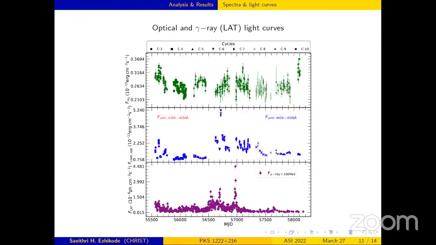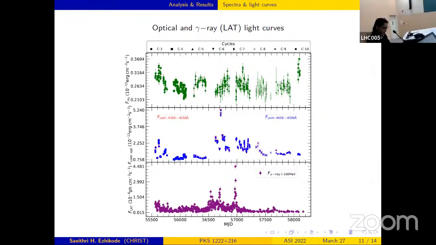Okay. Yeah, so here, after this optical analysis, we collected the gamma ray data and we analyzed the light curves of optical continuum flux, broad line emission flux, as well as the gamma ray flux. And these are the light curves showing these 3 components.